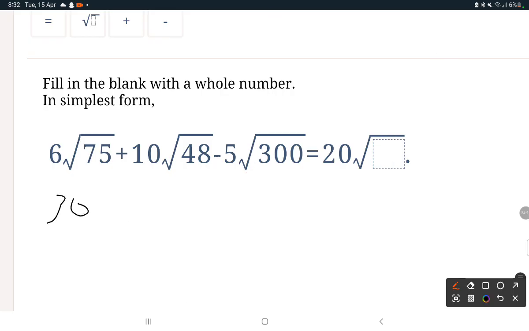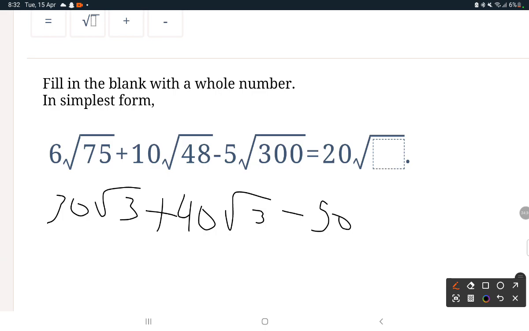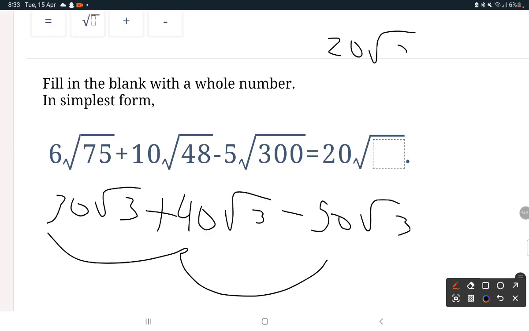So we have 30 radical 3 plus 40 radical 3 minus 50 radical 3. Now since all of them have the same radicand, which is the number inside the radical, as I said before, radical 3, we could just do 30 plus 40, which is 70, minus 50, which is 20. And then we don't change the radical 3. We just keep it the same. 20 radical 3 is your final answer.